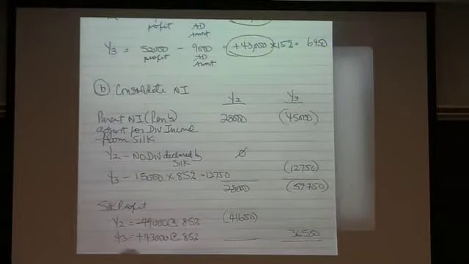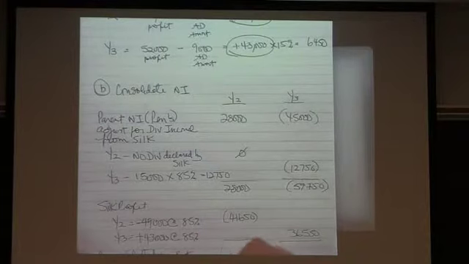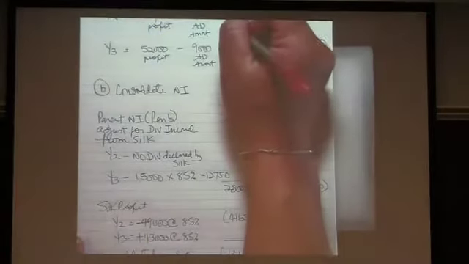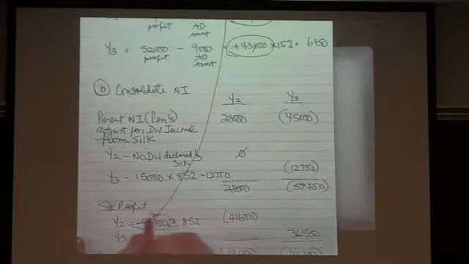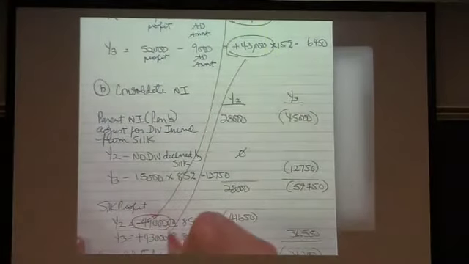So this is the consolidated profit. And this is minus 13,650. And this is 21,200. So I wanted to get you to think about that: this number comes from here, and this number comes from here.